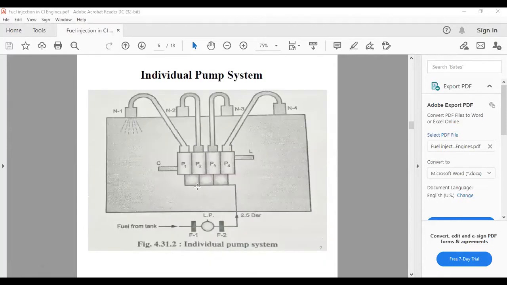Next, we have the individual pump system. Four separate pumps are used, one for each cylinder, to supply the fuel at high pressure into the cylinder. So separate fuel injectors are there for each cylinder. Therefore, they are used to inject the fuel.